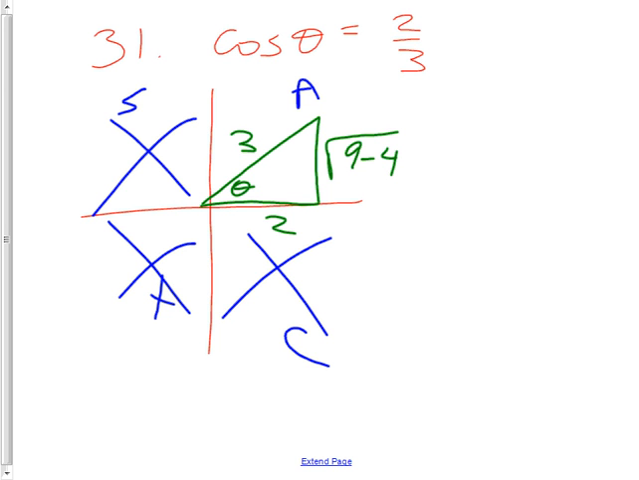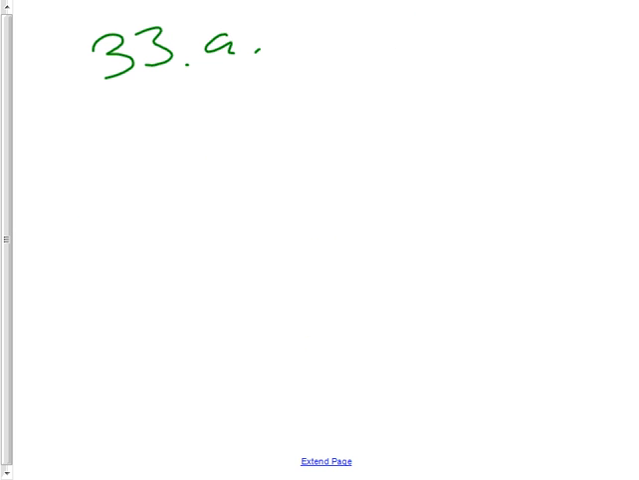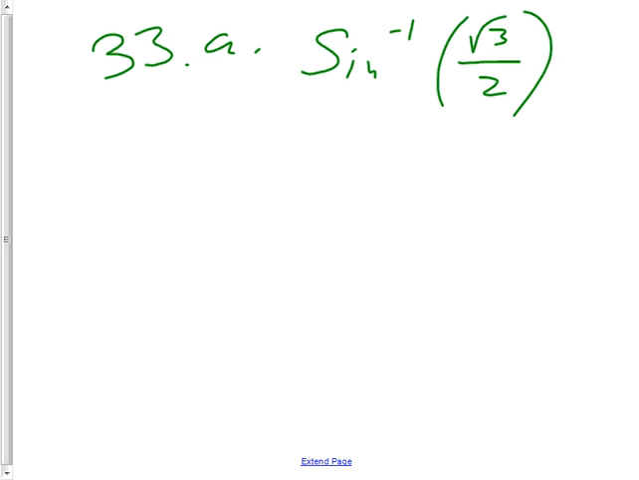Okay. Last thing I want to do with you is problem 33A. Inverse sine of root 3 over 2. Do you remember that we rewrote these things? So instead of inverse sine, we could say sine of what? Theta is equal to root 3 over 2. Excellent. Does that mean I'm looking for an angle or I'm looking for sides? Looking for an angle. See, you can tell that now.